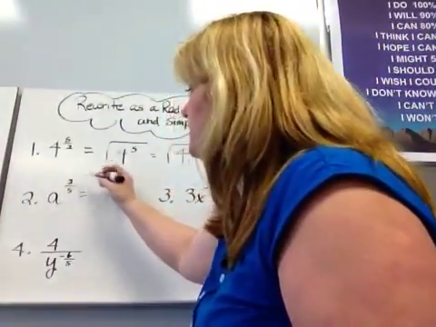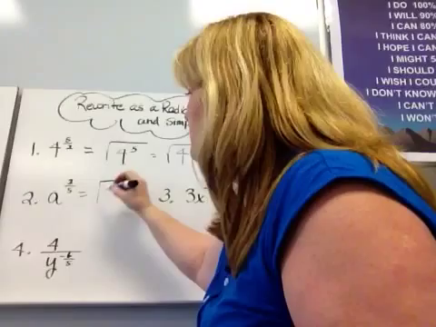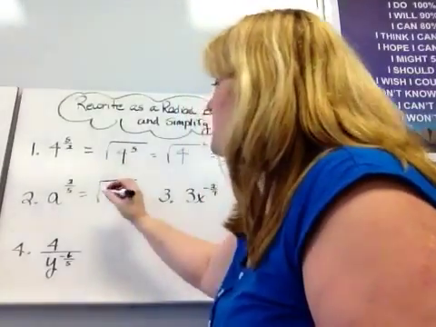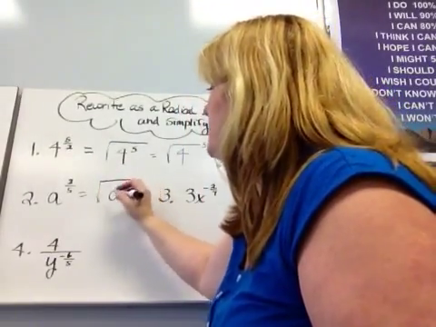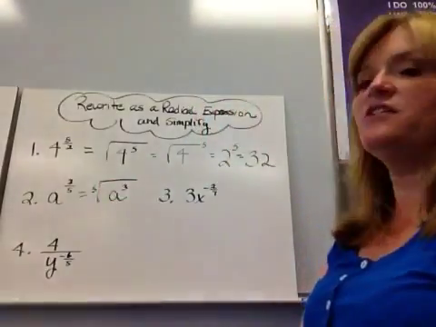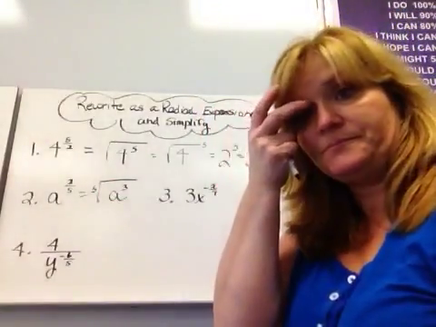Well, here's my little flower pot. Write your radical. A is going to go here. My flower power goes here, and the 5 will go out there because it's the 5th root of a cubed.